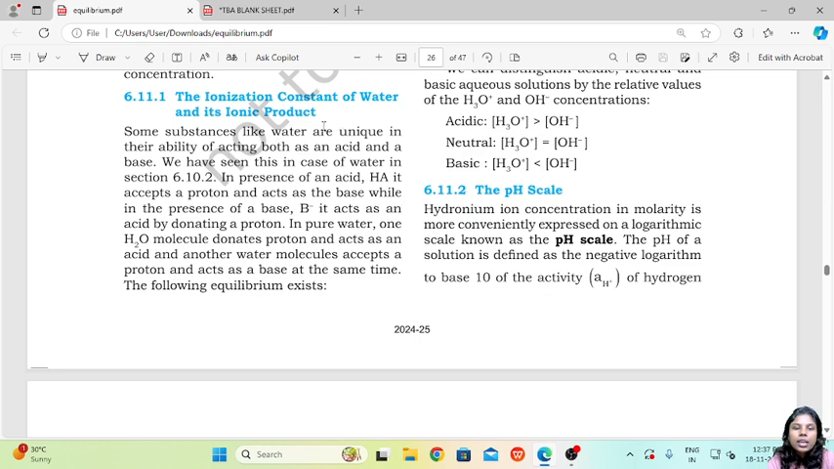Now, ionization constant of water and its ionic product. Some substances like water are unique in their ability of acting both as an acid and a base. So this we have already seen. Till now, in previous examples we have considered water to be a base, but when we were discussing the last theories, we also saw how water could act as an acid. We have seen this in case of water in section 6.10.2. In presence of an acid, HA, it will accept a proton and act as a base, while in presence of a base B-, it will act as an acid and donate a proton.